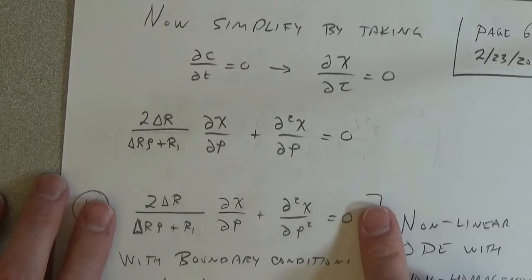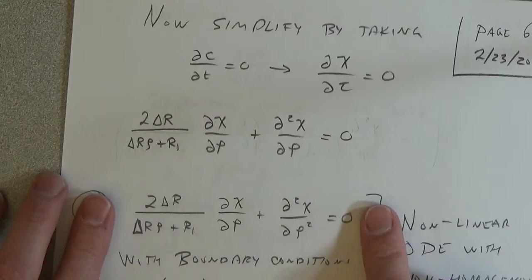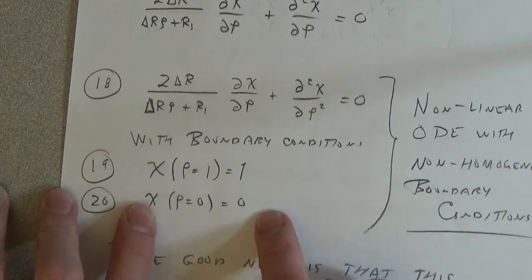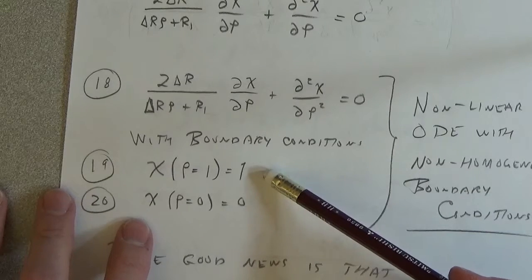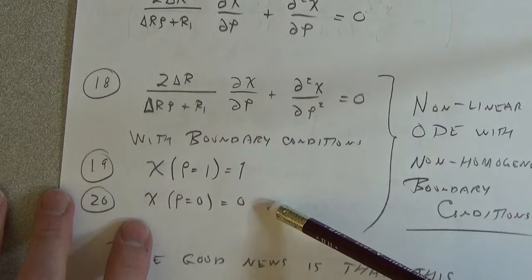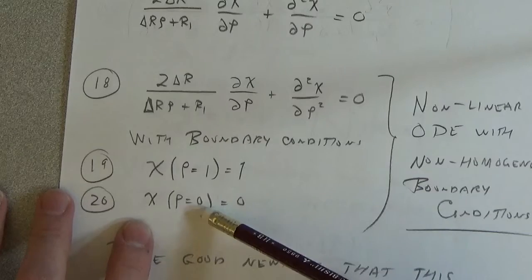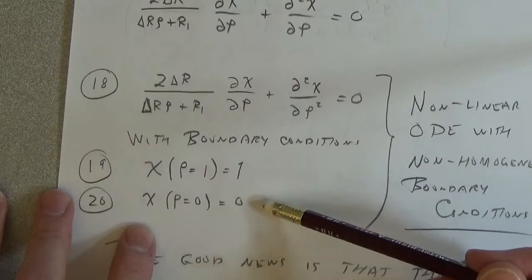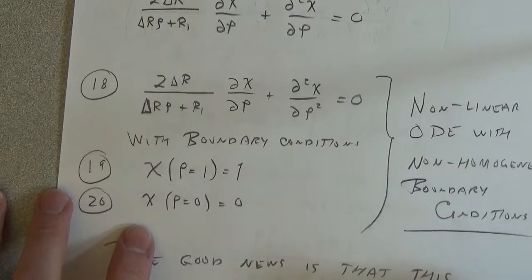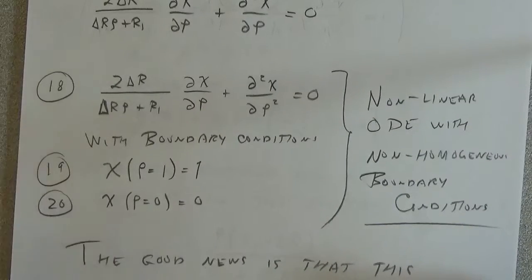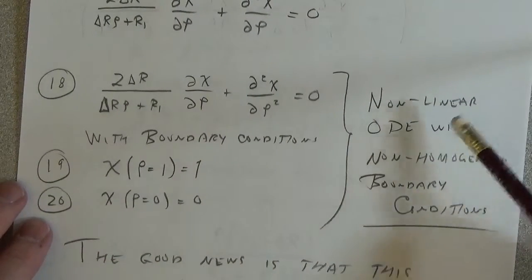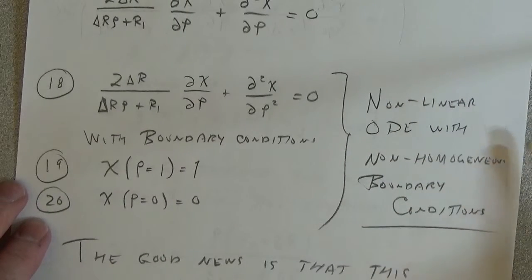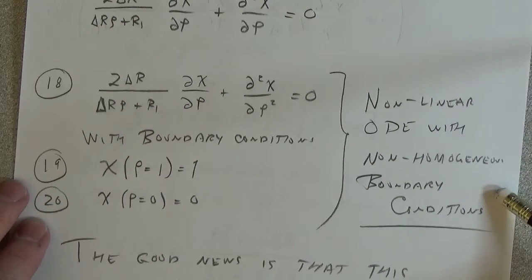But this is now the ordinary differential equation we're solving, and we have these two boundary conditions. We have chi at rho equals 1 equal to 1, and chi at rho equals 0 is equal to 0. These are our two boundary conditions, and the initial condition goes away because we got rid of the time dependence, and we're only looking at the steady state solution. So we've got a nonlinear ordinary differential equation with non-homogeneous boundary conditions.